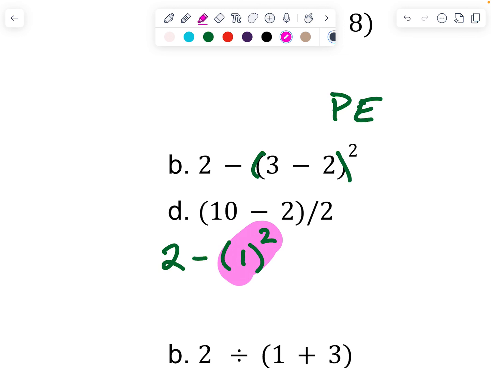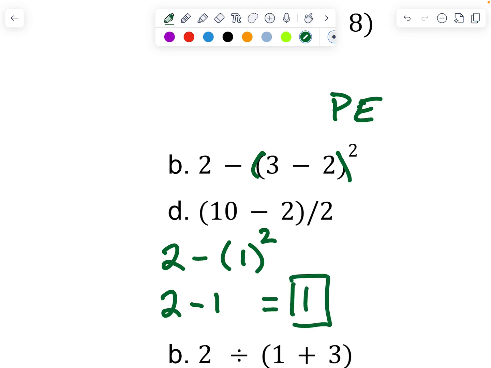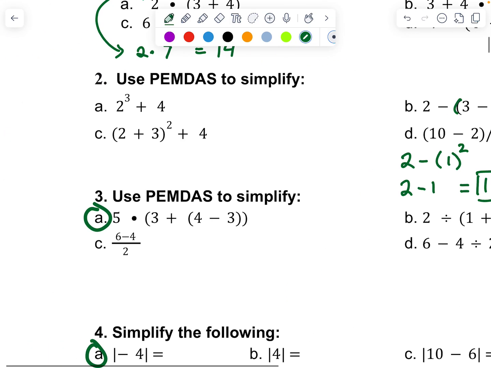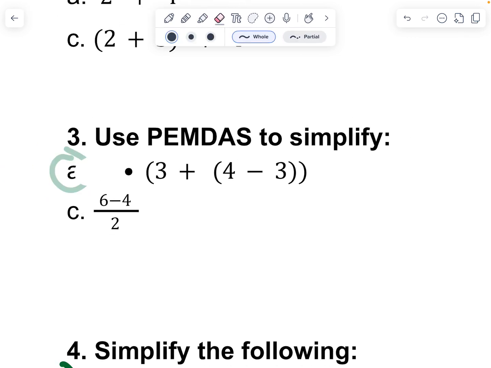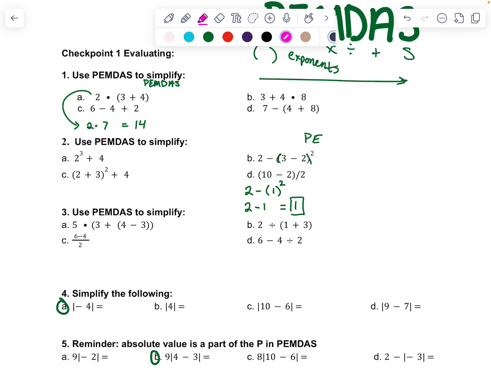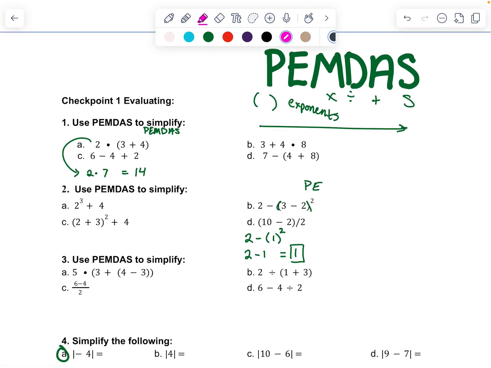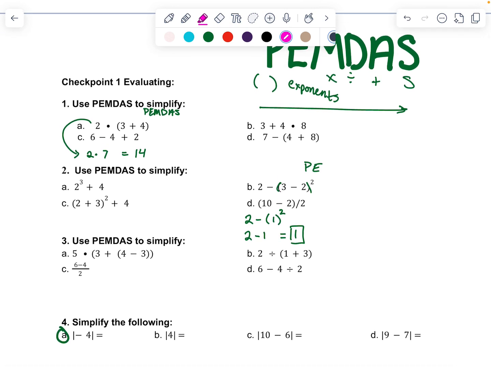Next up in PEMDAS is E for the exponent, so that is going to be 1 to the power of 2, or 1 squared, which means that this becomes 2 minus 1 squared, which is just 1 times 1, which is 1. And finally, all that is left is 2 minus 1, which is 1. Pretty much the same thing, you just get more steps, but it's always the same idea where you are doing parentheses, then exponents, then multiplication, then division, then addition, then subtraction.